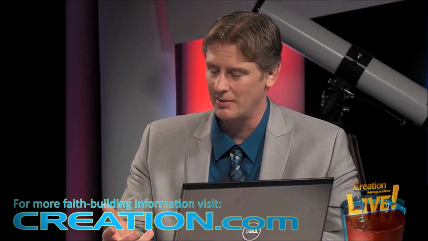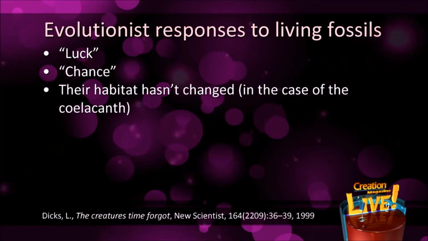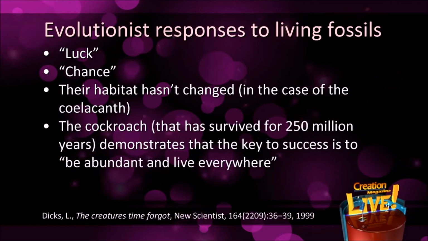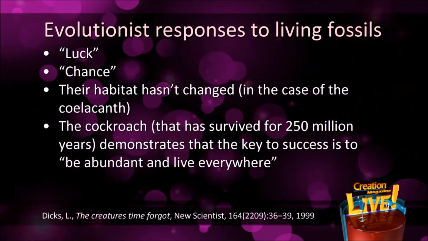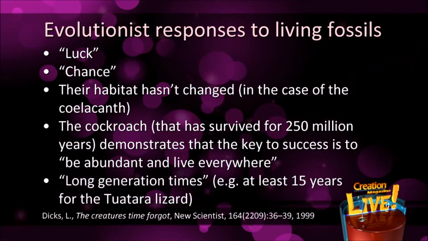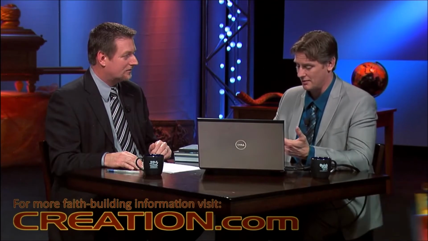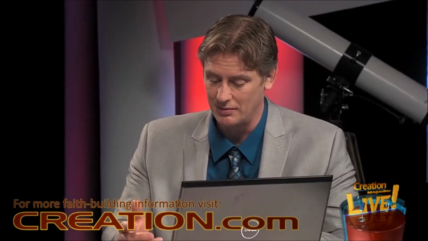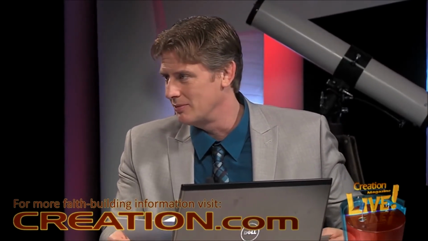But what are some of the evolutionary responses? Luck, chance, their habitat hasn't changed. In the case of the coelacanth, the cockroach that has survived for 250 million years demonstrates the key to success is to be abundant and live everywhere. Well, isn't that what everything wants to do? Long generation times, at least 15 years for the tuatara lizard. But this can't apply to rapidly reproducing but unchanging cockroaches, or archaebacteria, which multiply in minutes, yet evolutionists believe have been on Earth for 3.5 billion years. So these don't really hold water.